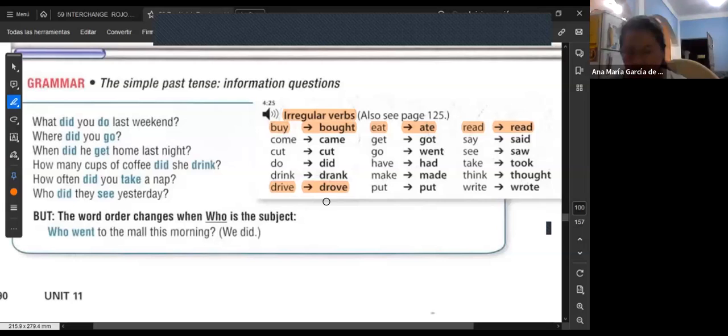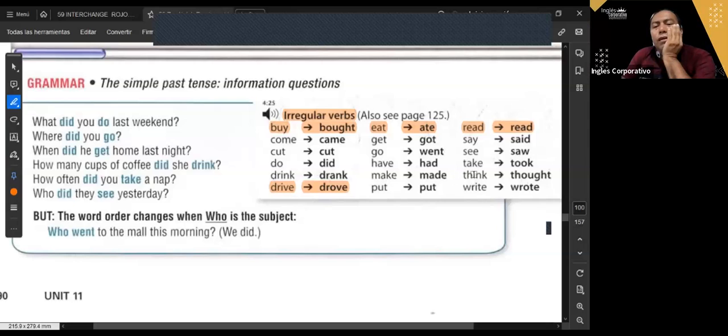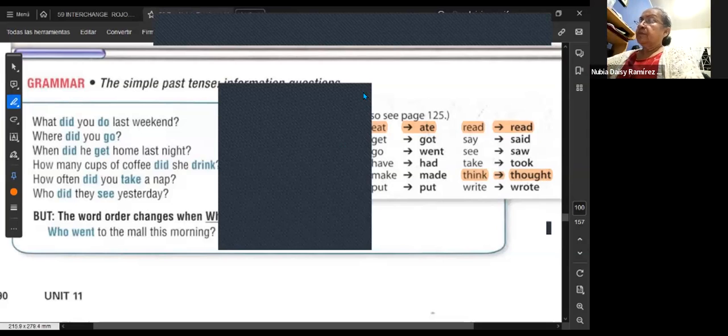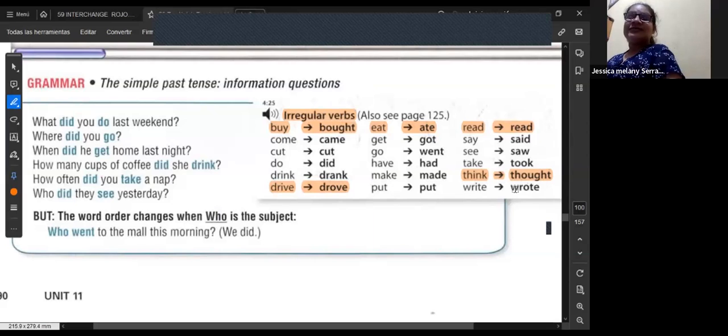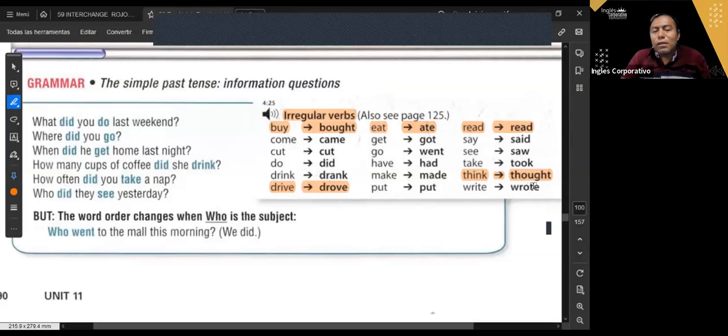Ajá. En este caso de think y thought, ¿verdad? Cuando usted dice think y thought, es como cuando usted dice thank you. Cuando como que se va a decir Zaragoza. Think, thank you. Think. Thought.